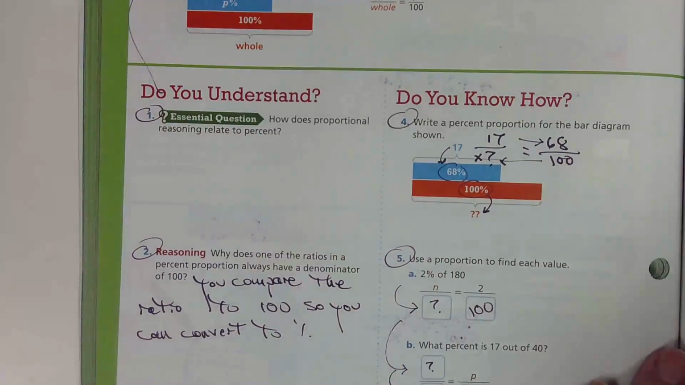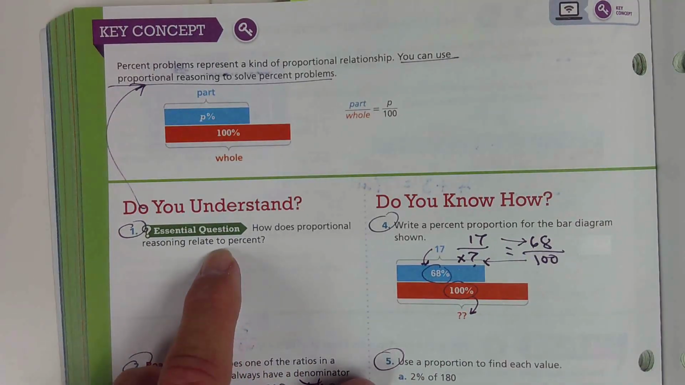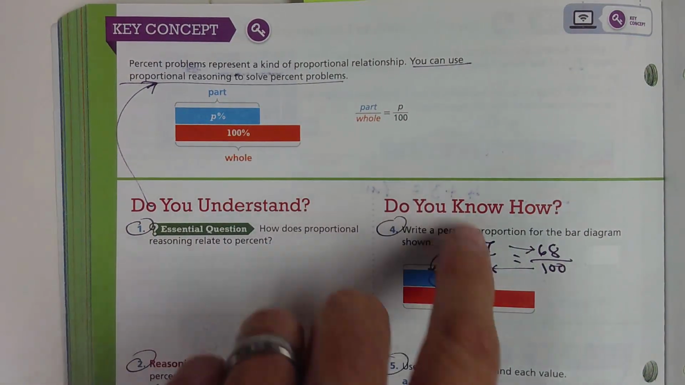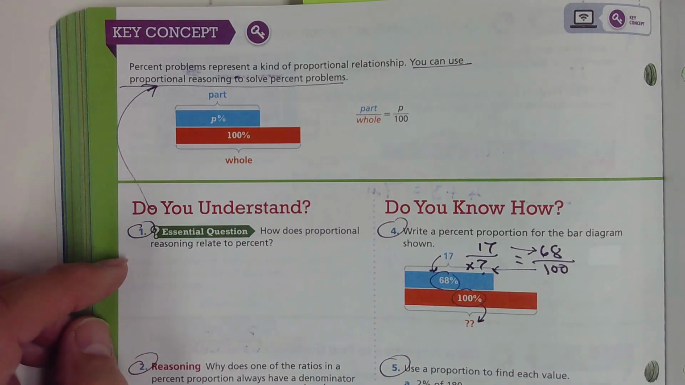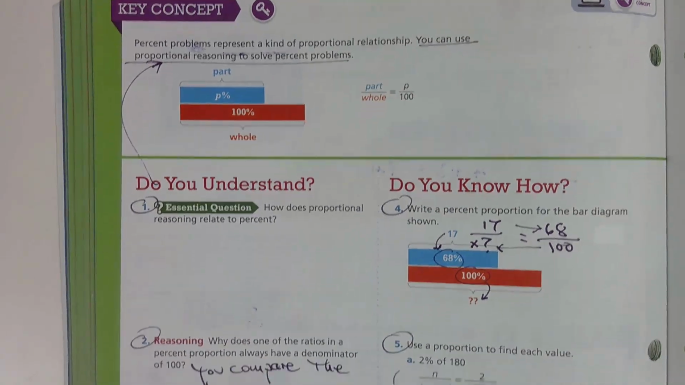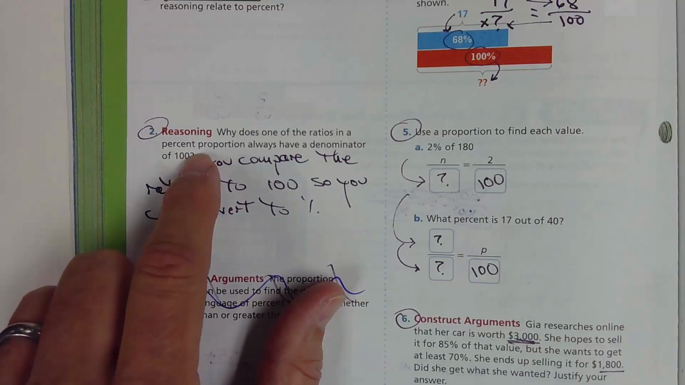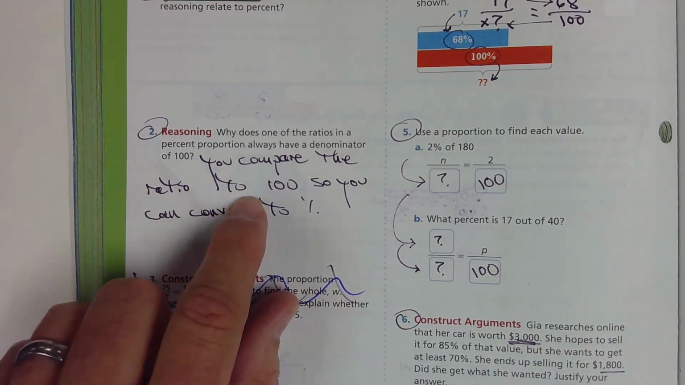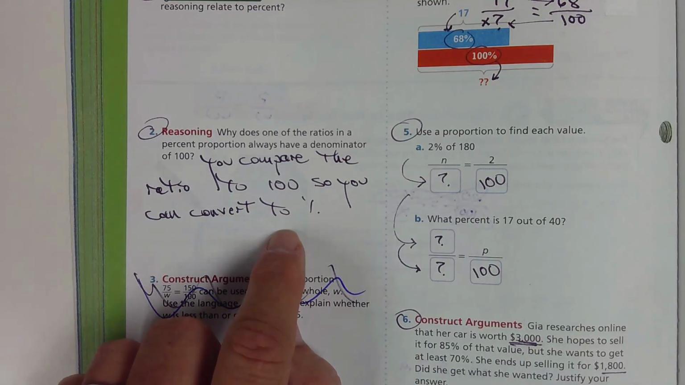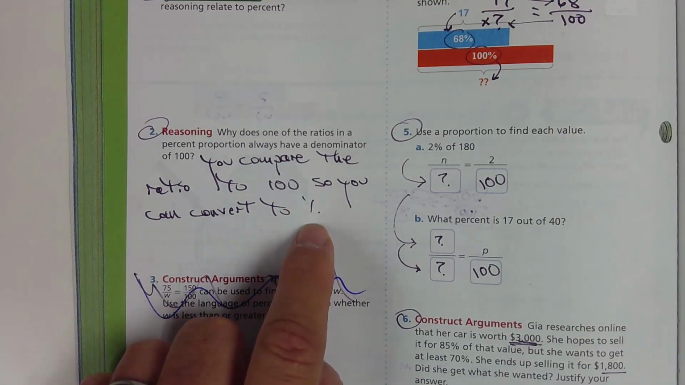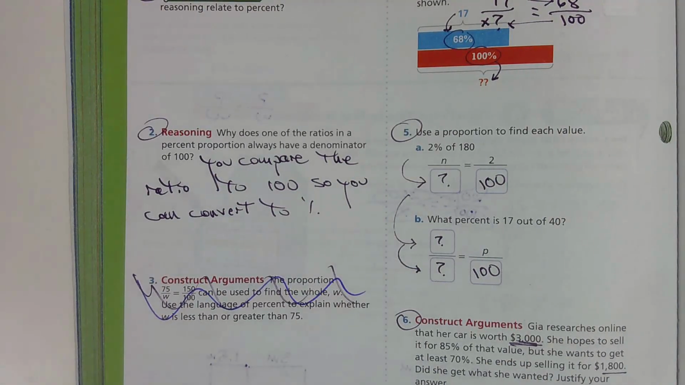Number 1 on page 152. How does proportional reasoning relate to percent? And so I underlined it. You can use proportional reasoning to solve percent problems. You can write that down. Number 2. It says, why does one of the ratios in a percent proportion always have a denominator of 100? And the answer is, so you can compare the ratio to 100, so you can convert it to a percent.